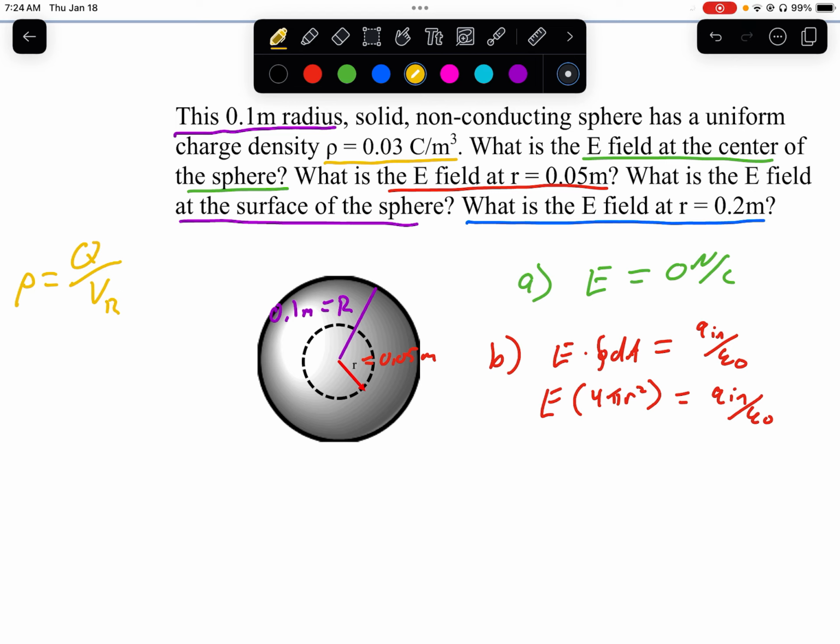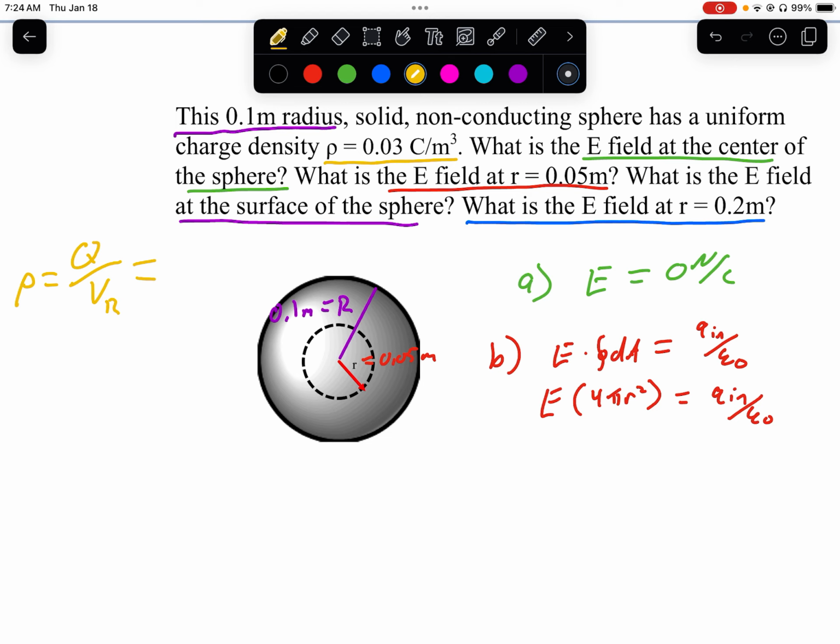So that's one tool that I can use. But because the charge density is uniform, every little part of the sphere has the same charge density. If I cut the sphere in half, both halves would have the same rho value. If I cut the sphere into as many slices as I wanted to, they would all have the same density.